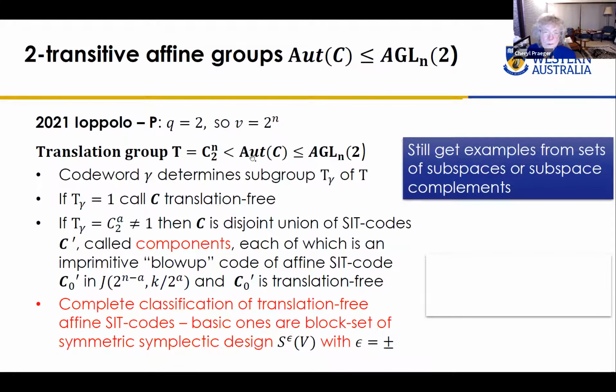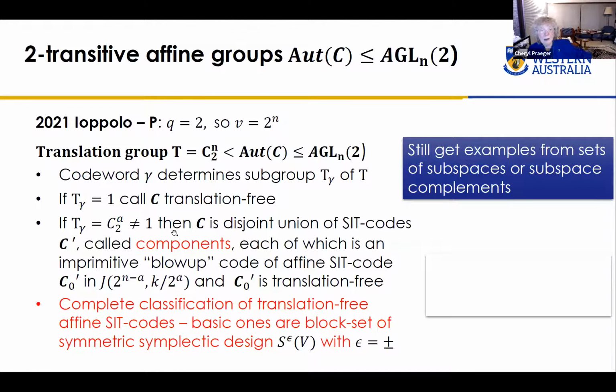Well, the automorphism group is a two-transitive group of affine transformations. It contains the translation group in particular. Every code word determines some subgroup of translations, the subgroup of the translation group that leaves this code word setwise invariant. It might be that this subgroup is trivial. In that case, let's call the code translation free. It's got no translations fixing the code words. But it might be the case that this is non-trivial.